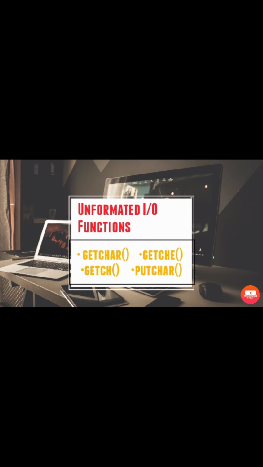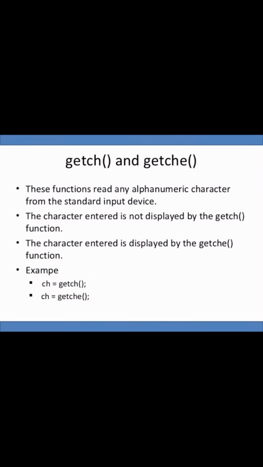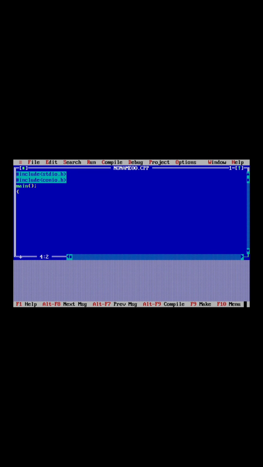getche. This is also a single character input function like getchar. It also reads one character at a time from the standard input device. The general syntax is character variable equals getche. Following is an example of getche.